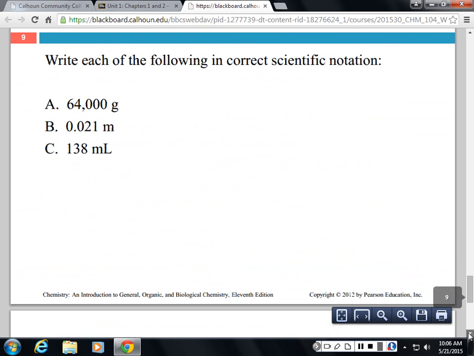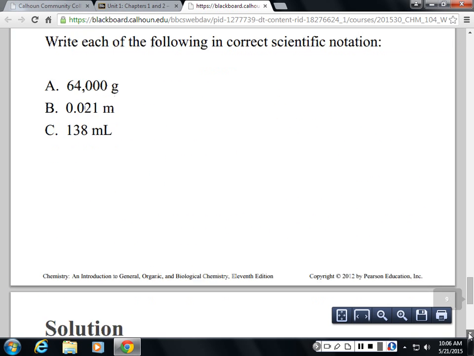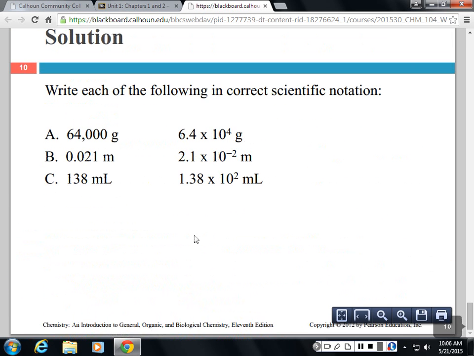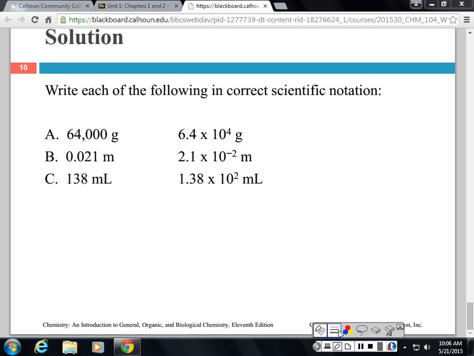Okay, so let's put all these in scientific notation. We'll go ahead and go to the solutions. We have a large number, so we know that we're going to have to move our decimal to the left, past the first non-zero digit, so I moved over 1, 2, 3, 4 places. If it's a large number, my exponent's going to be positive, so we get 6.4 times 10 to the 4th.